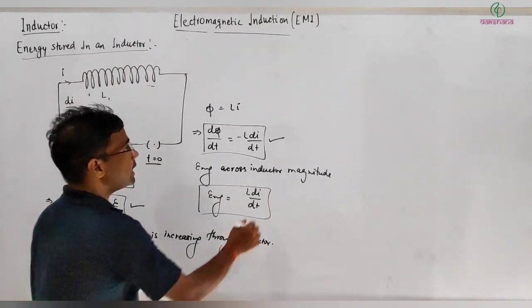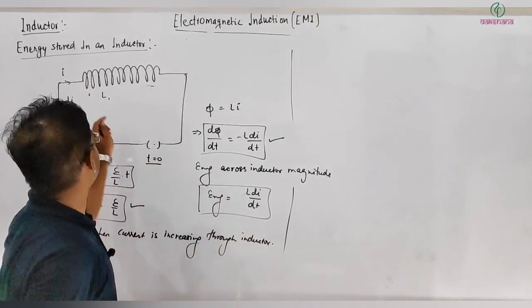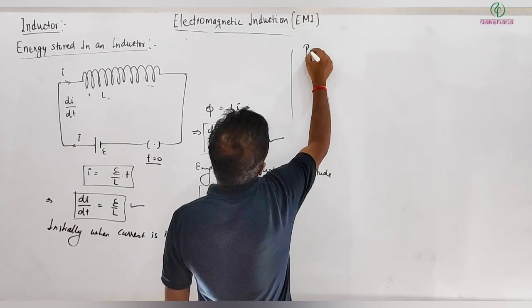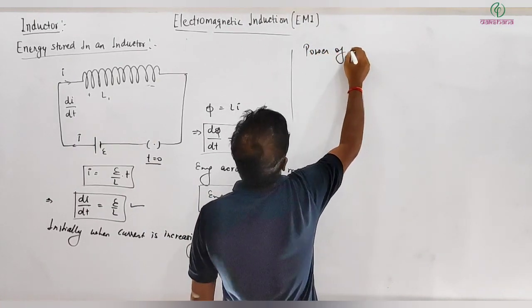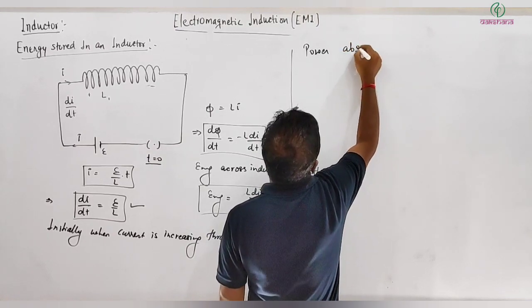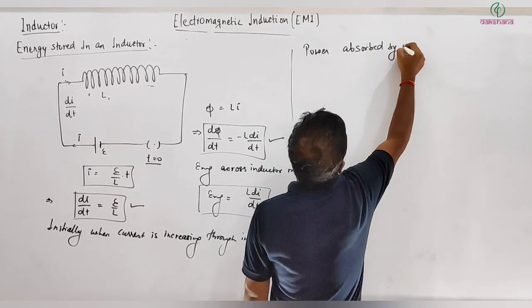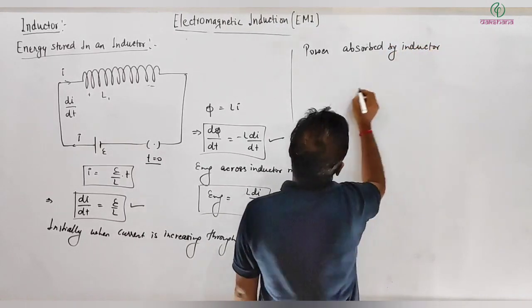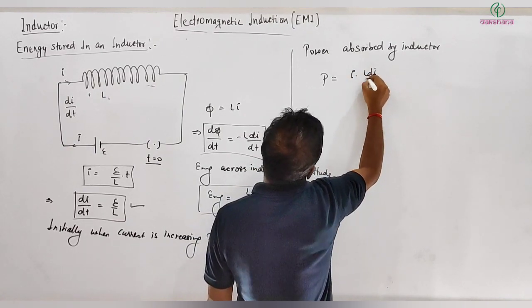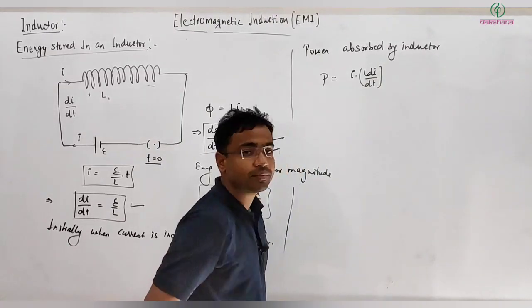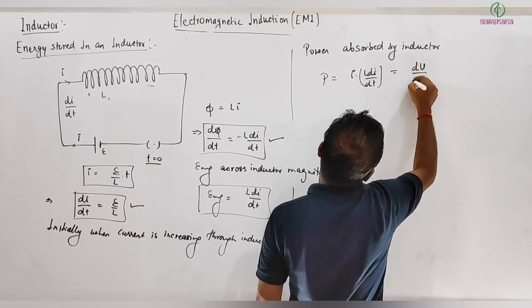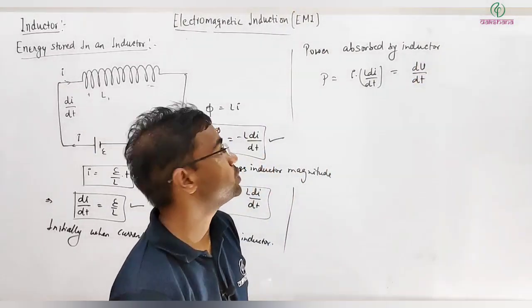Clear? So we can write EMF is this, current is this, across this inductor is I, the power of power absorbed by inductor. This can be written as power is equal to what? I into EMF, that is equal to L di by dt. Clear? And this power is equal to what? du by dt, the rate of energy stored.